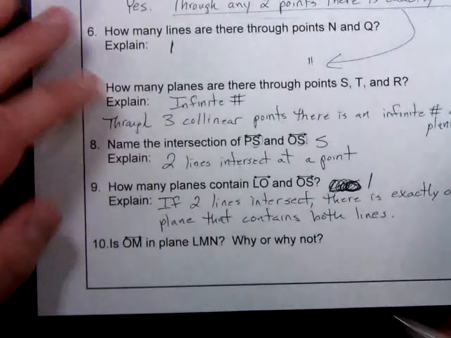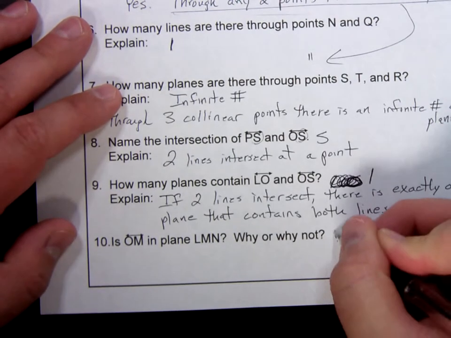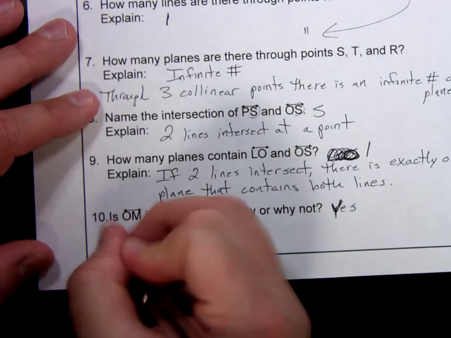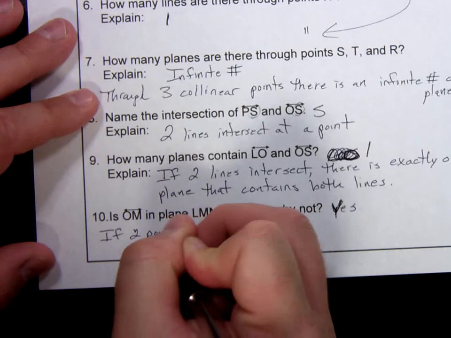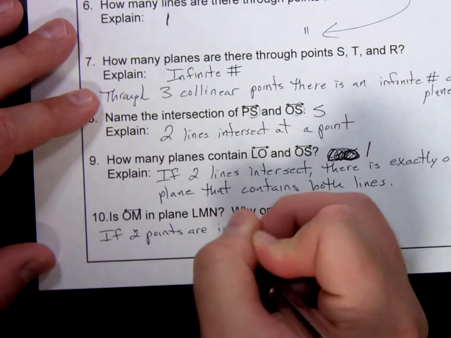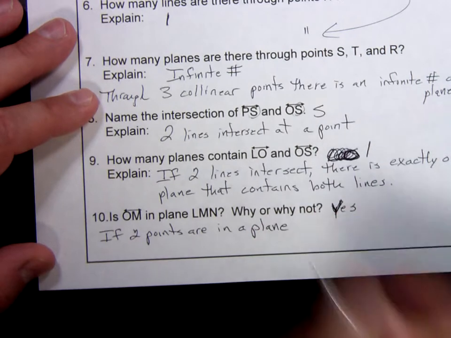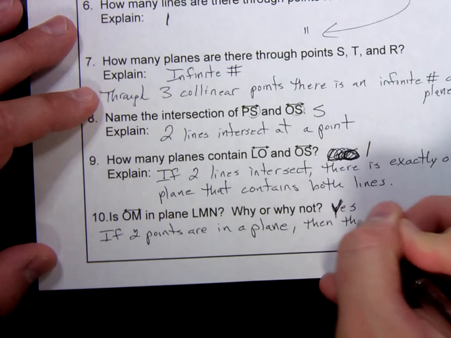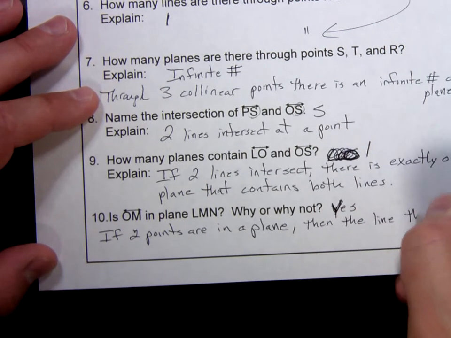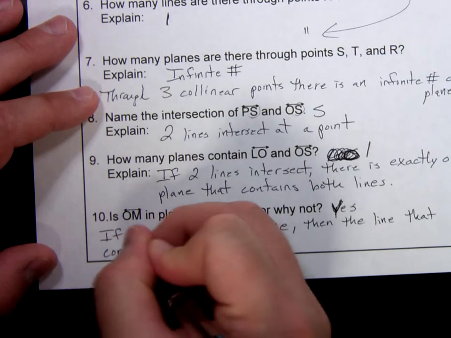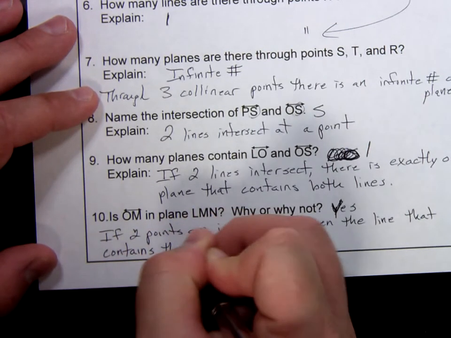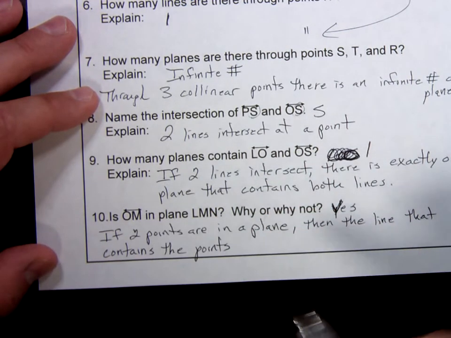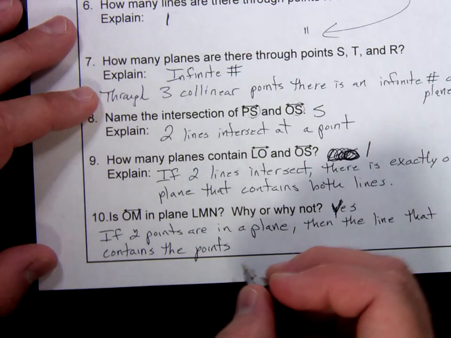So your answer is yes, and we had a postulate earlier that told us this. It said if 2 points are in a plane, so we figured out that O and M were both in the plane, so 2 points are in the plane, then the line that contains the points, so that would be line OM, contains O and M, that line is also in the plane.